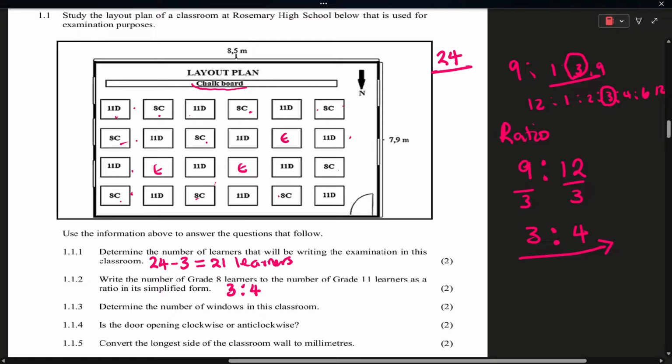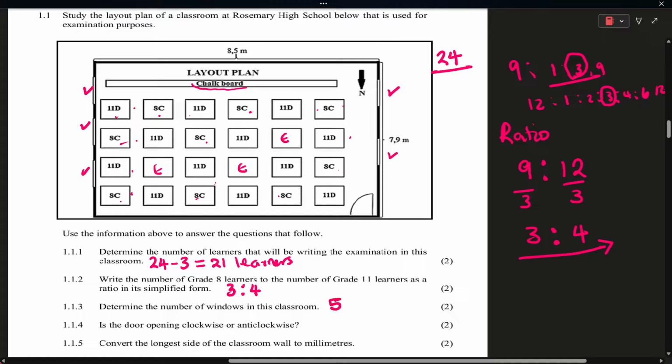All right. Determine the number of windows in this classroom. Let's check the windows. Right, this is a plan. 1, 2, 3. Oh, this is a door. Okay, let's pass. 4, 5. So the number of windows is 5 windows.